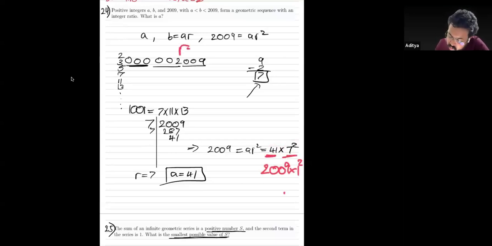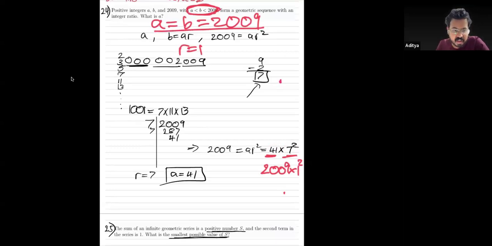If R was equal to 1, then A would equal B would equal 2009. But that would violate this condition. We need a strictly ascending sequence. So R equal to 1 is removed and you are left with R equal to 7 and you get A equal to 40. Got it? Yes, sir.